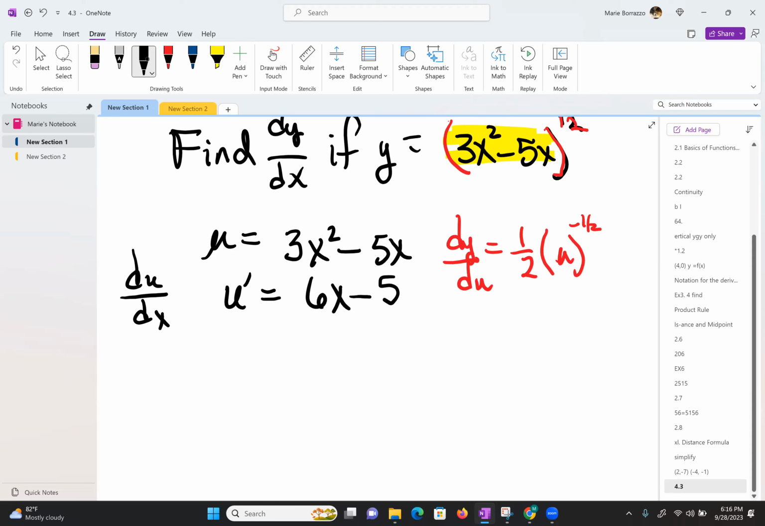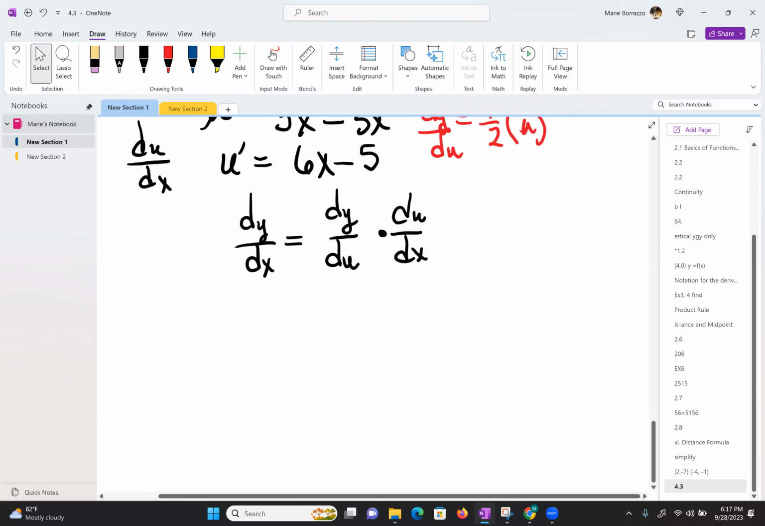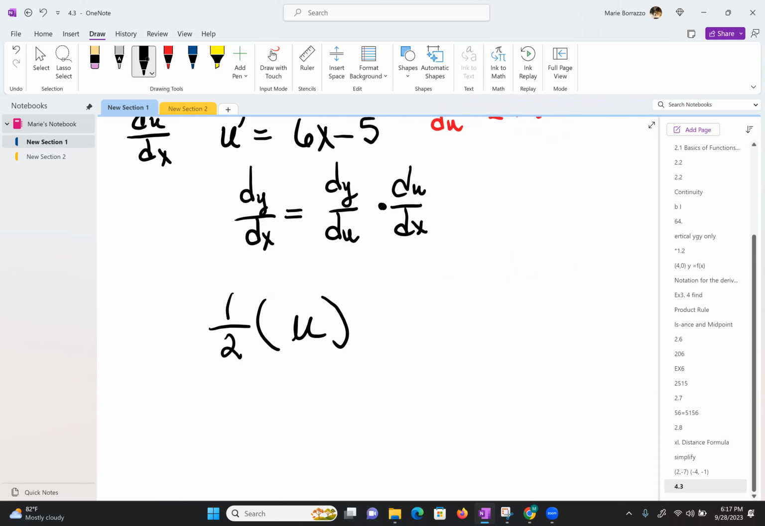So you have two derivatives. And so they are referring to dy over dx as being equal to dy over du times du over dx. Now, what I need you to take from this is this notation. Okay, so look at your problem again. We're at 3x squared minus 5x raised to the 1/2. We're taking its derivative. In essence, since we're multiplying 1/2 times the u, and we end up with a negative 1/2 exponent, we have to re-express this as 1 over 2, and now you have the u to the positive 1/2.